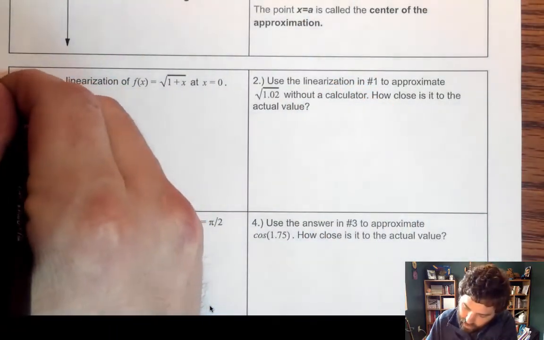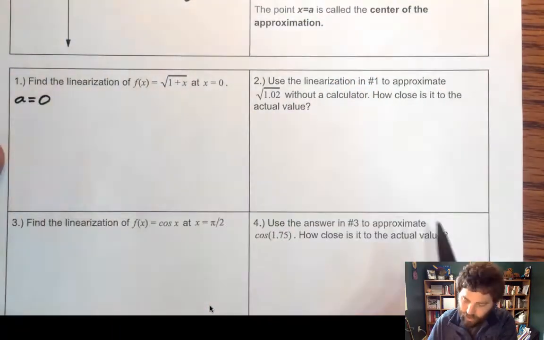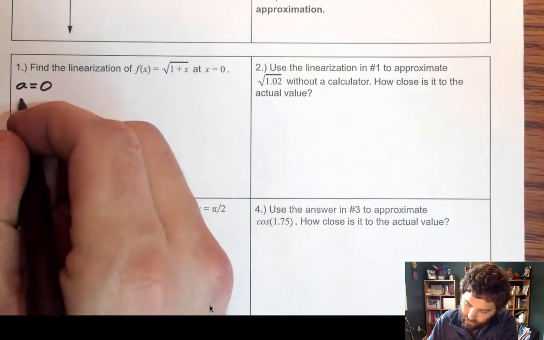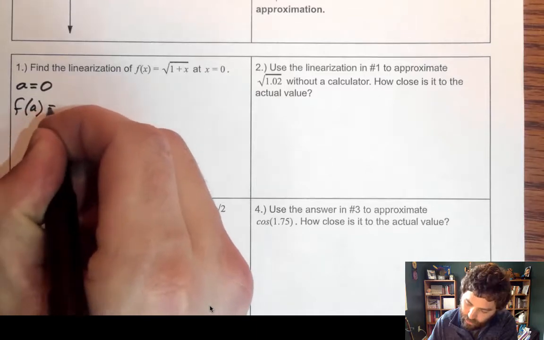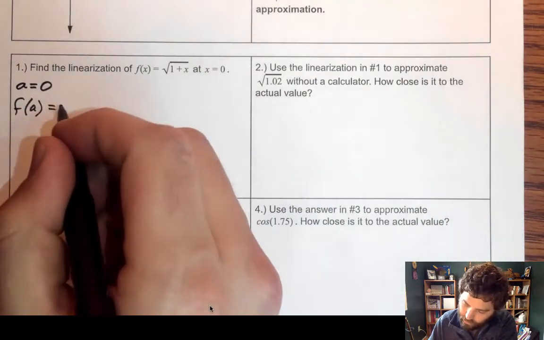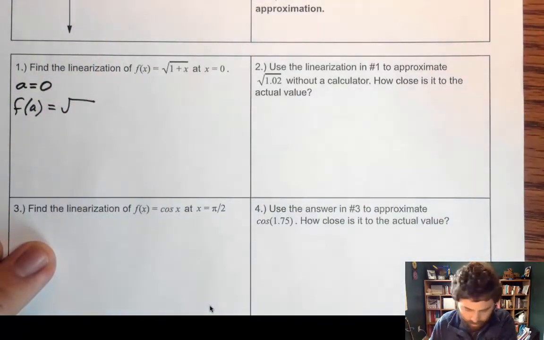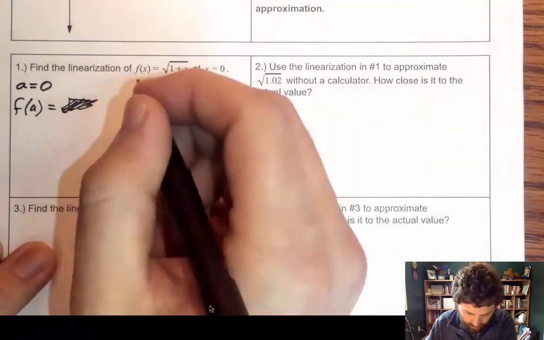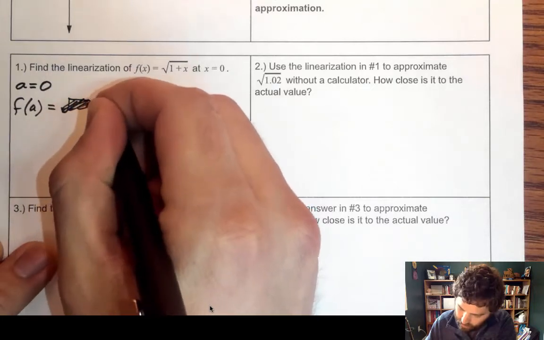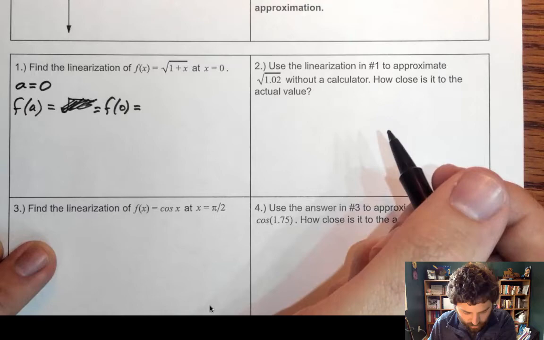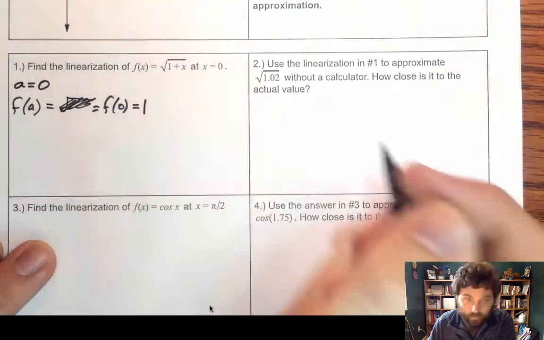So what is a? Well, a is 0. That's the point that we're trying to get the linearization equation for. What is f of a? Well, f of a is equal to the square root of 1 plus 0. Well, I should say, sorry, let's fix this. This is equal to f of 0, which is equal to the square root of 1 plus 0, which is just 1.